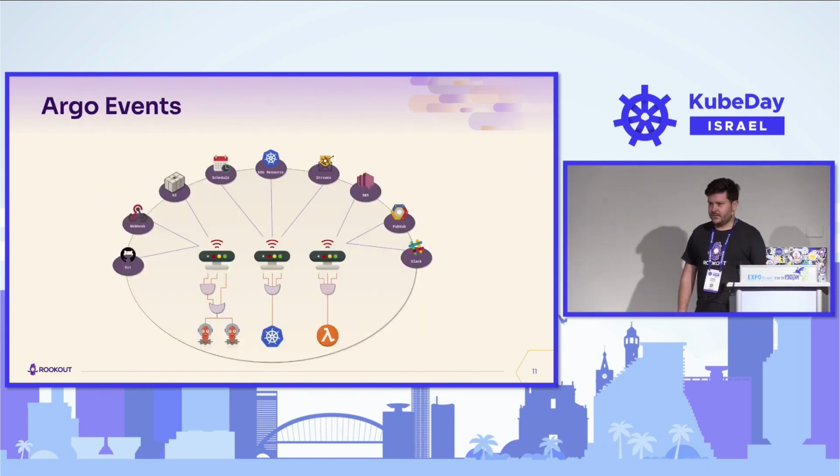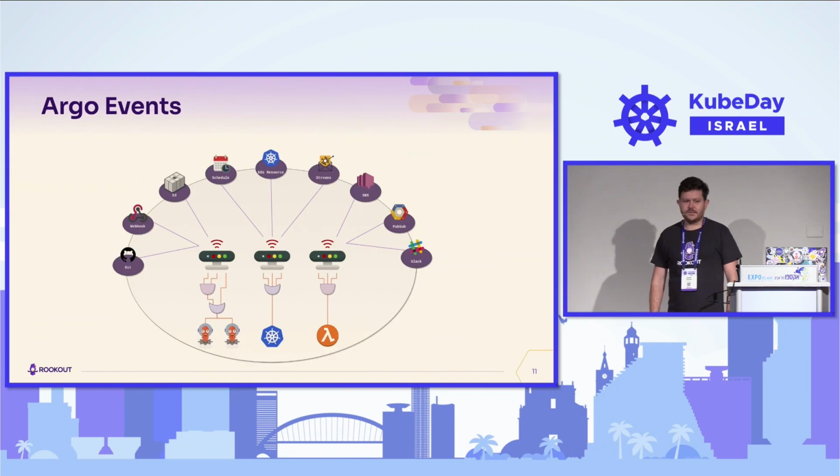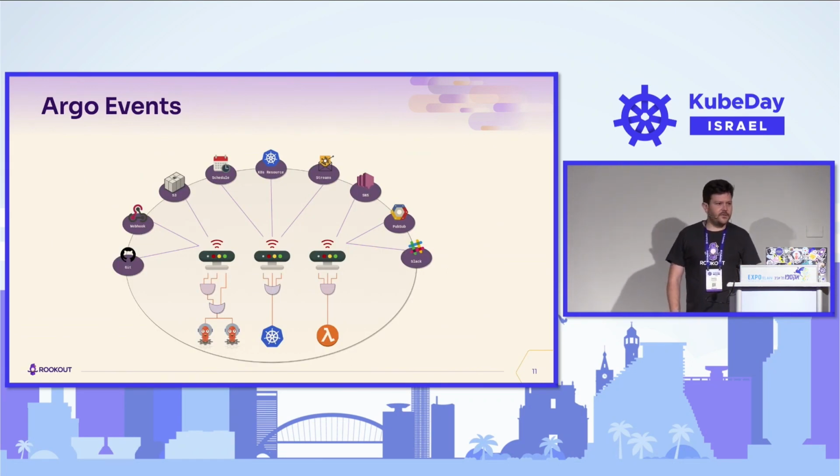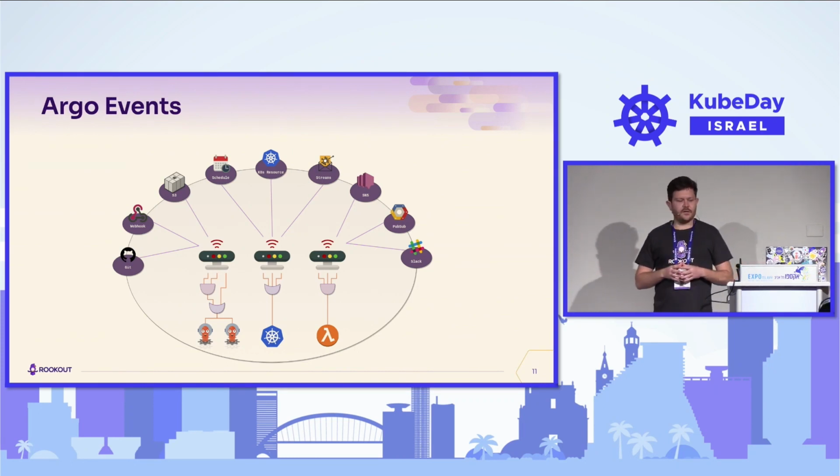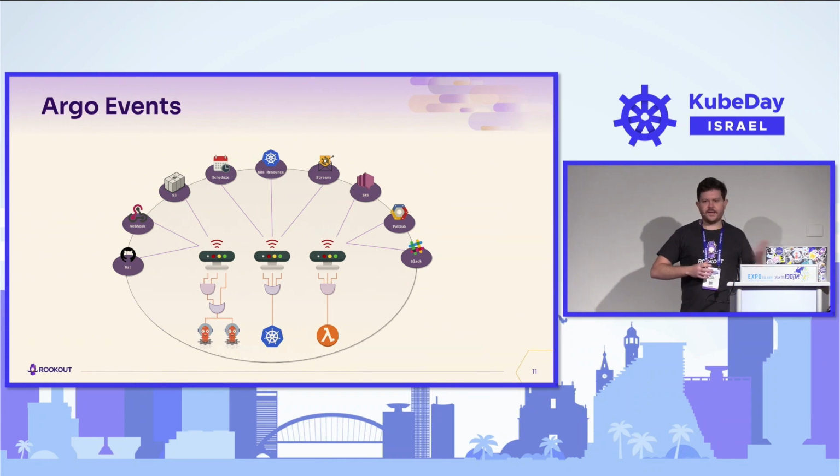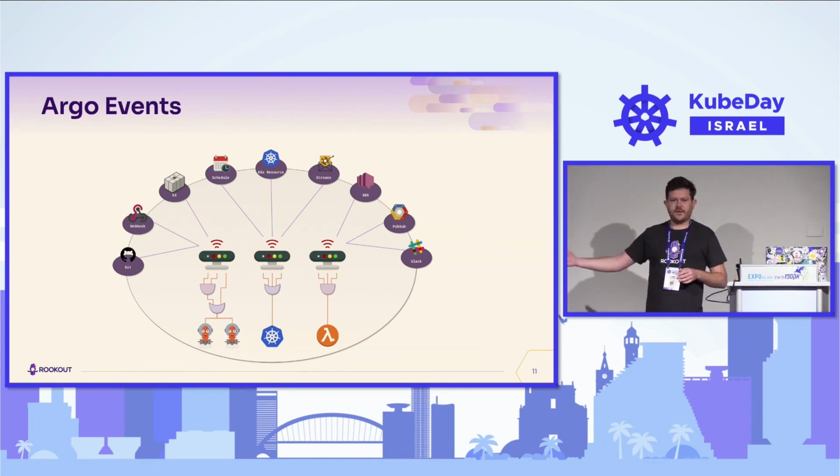So for that, I chose to use Argo Events. A quick explanation, not accurate at all, about Argo Events. It's one of the Argo stack tools that helps you get a webhook and then create a custom resource definition.